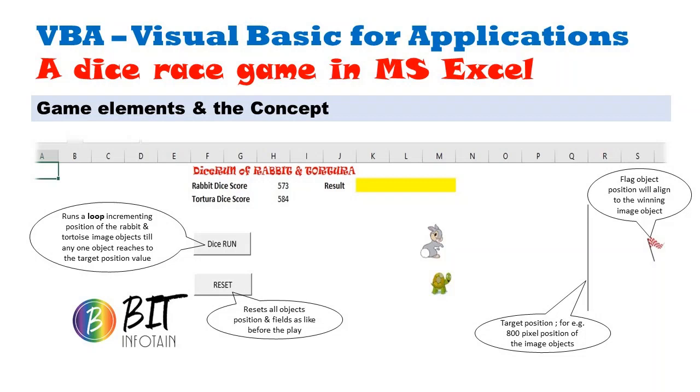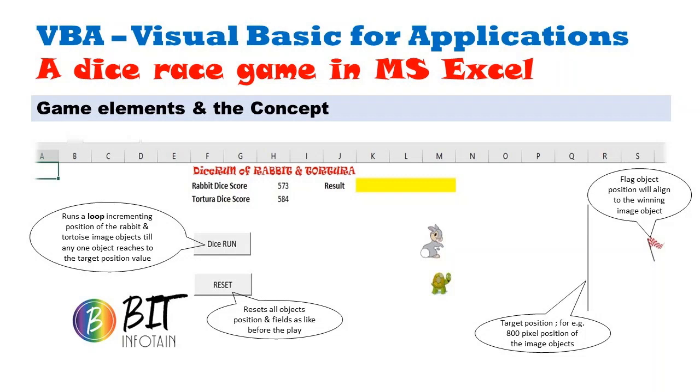So you make the rabbit dice score 0, the tortoise dice score 0, and the result string to nothing, that means empty. Similarly, all the image objects you can shift back to the starting point, all that stuff. So that's what the reset does.